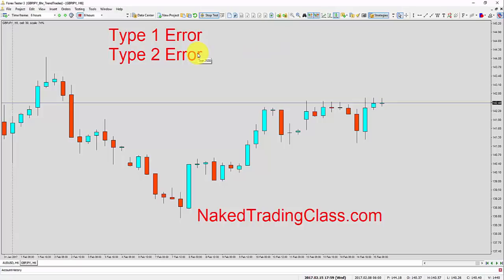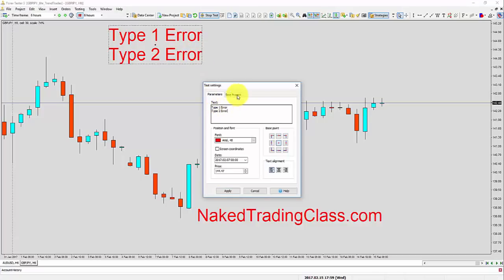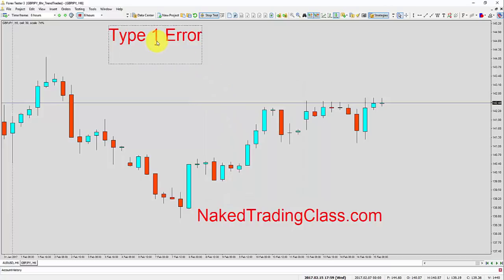Type 2 is when we say there's no edge there. There's nothing going on. The drug doesn't work, or the trading system doesn't work. And in fact, it does. Okay, so let's talk about how you can work through these, because I think it's quite important to grasp this, because it will show you what you need to work on with your system. If you have a type 1 error, that's basically a missed opportunity. It means that you're not enabling yourself to take trades when you should, really.